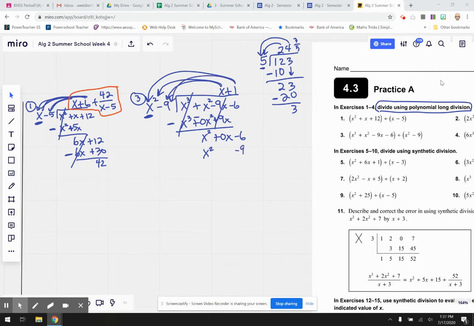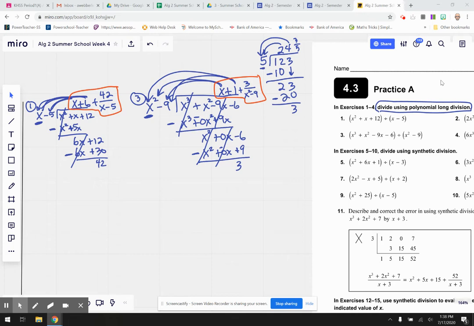So we don't have any x's. We put 0x, and then we're going to subtract. Change all the signs. Those cancel. Zeros we don't even need. So we're going to get a remainder of 3. So your answer here would be plus 3 over the x squared minus 9. Let me box that up in red for you so you can see it. That would be your solution to number 2.